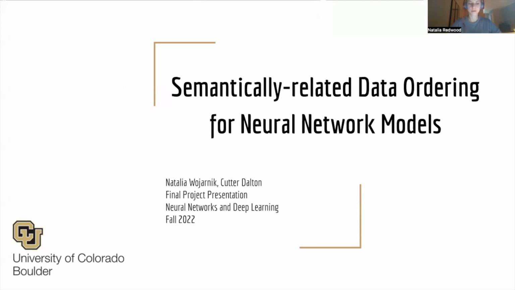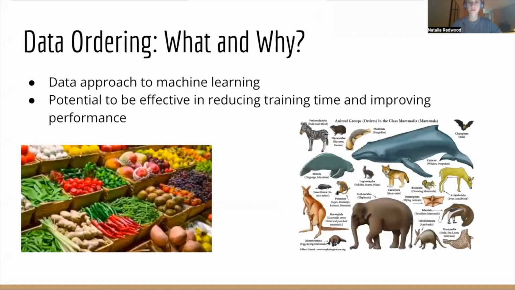This is Natalia Warnick, and this is our project on semantically related data orderings for neural network models. Where the idea came from: the idea was human inspired. Imagine that it's much easier for us as humans to memorize a sequence of things like a grocery list if it's semantically put together. All the things that we understand better and the things that mean the same thing are put together.